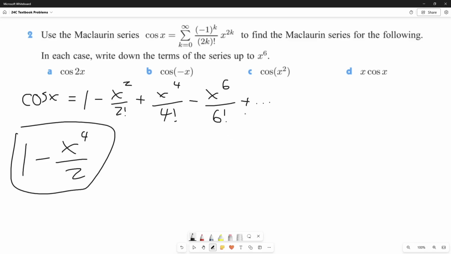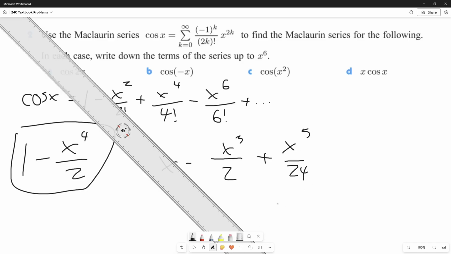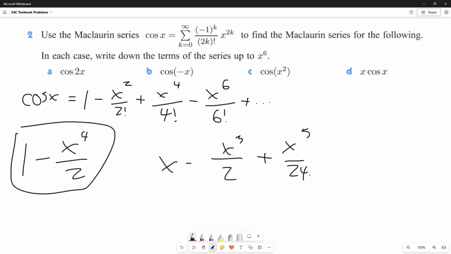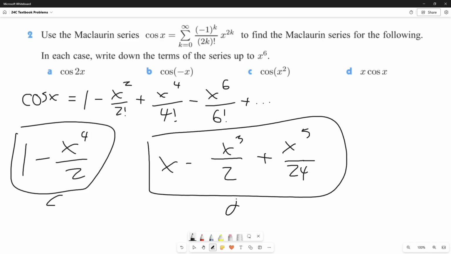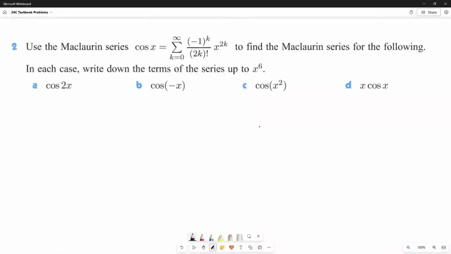And then part D, you multiply the entire thing by x because if you think about it, if you multiply cosine x by x, then you have to multiply this entire thing by x. So it's going to be x minus x cubed over 2 plus x to the 5th over 24, and you don't need the term after that because it's going to be greater than x to the 6th. So this is part C, this is part D. Those are your answers. So now let's find the Maclaurin series for each of these because we still need to find the sigma notation for all of them.